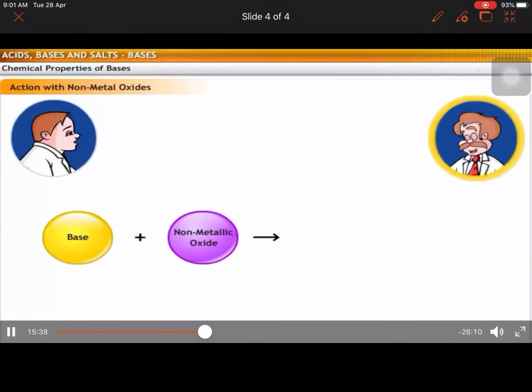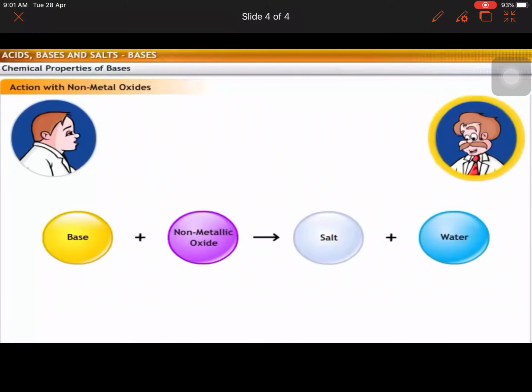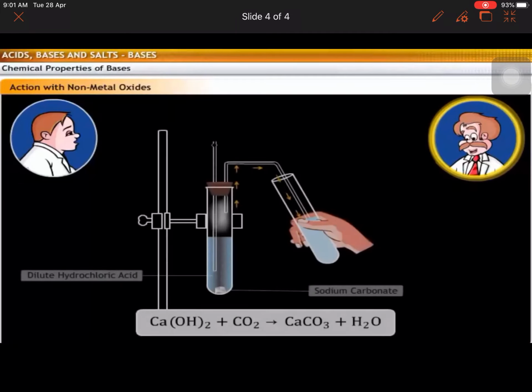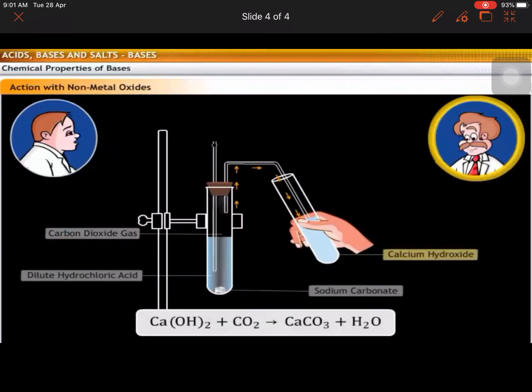Oxides react to form salt and water. This is very similar to a neutralization reaction between an acid and a base. From this, it can be concluded that non-metallic oxides are acidic in nature. Consider an example. When carbon dioxide gas is passed through calcium hydroxide, it results in the formation of calcium carbonate and water.